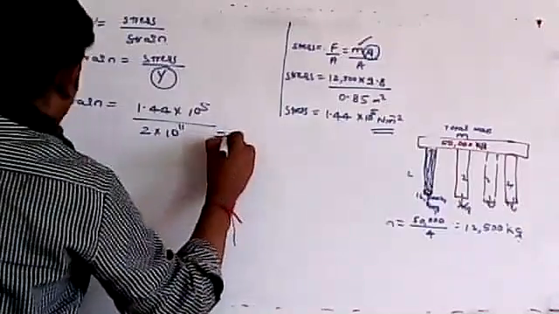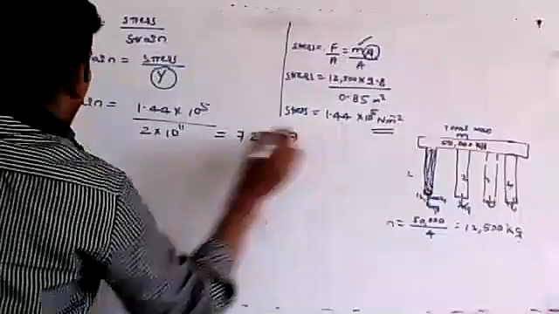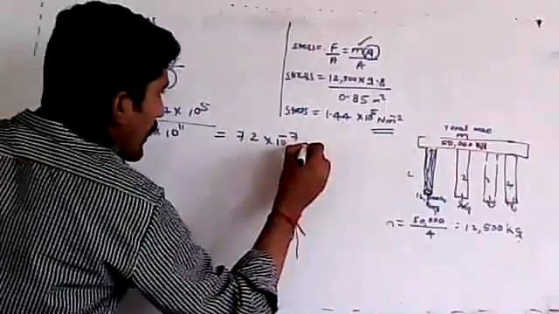So then what is the value for this? 7.2 into 10 raised to minus 7. But strain, there is no unit.